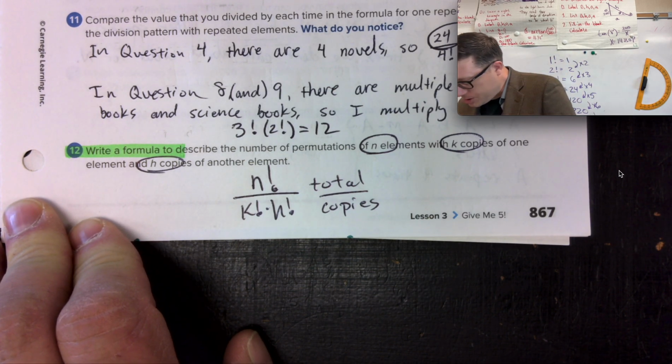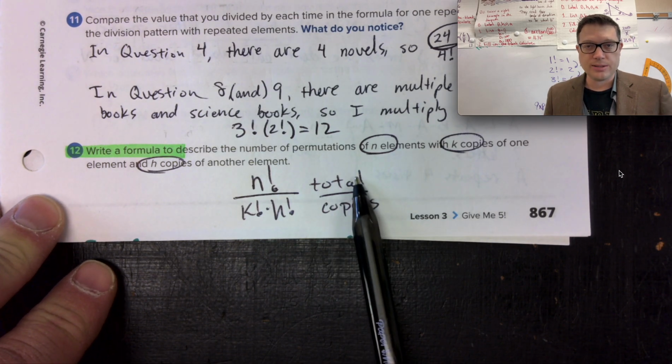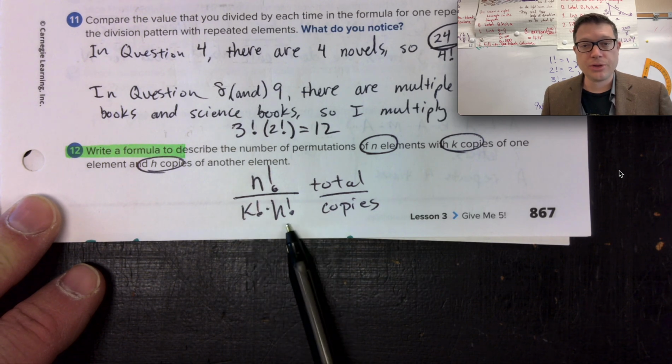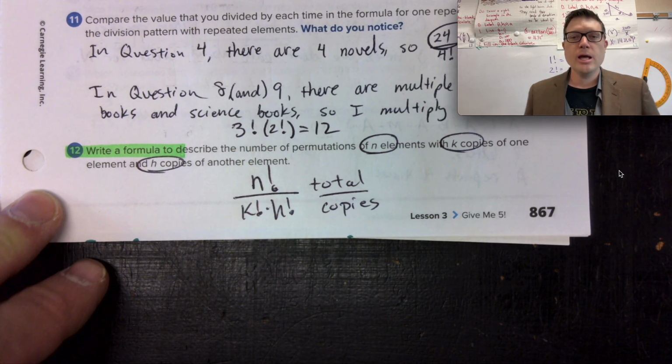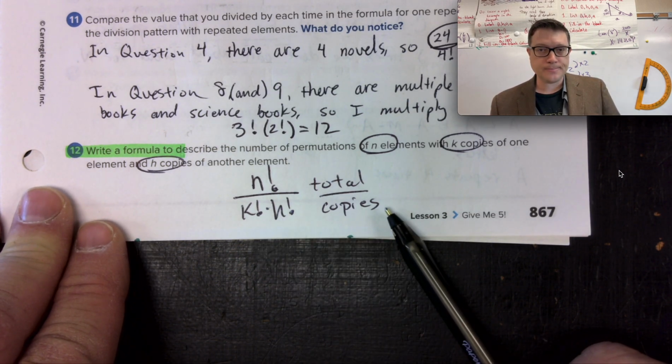Explain your formula using the meaning of the variables. N is the total number of elements, like 4 total elements. 2 of them repeat, 3 of them repeat. That doesn't make 4. 5 total elements. And point being, the copies. You put the factorial of the copies on the bottom.